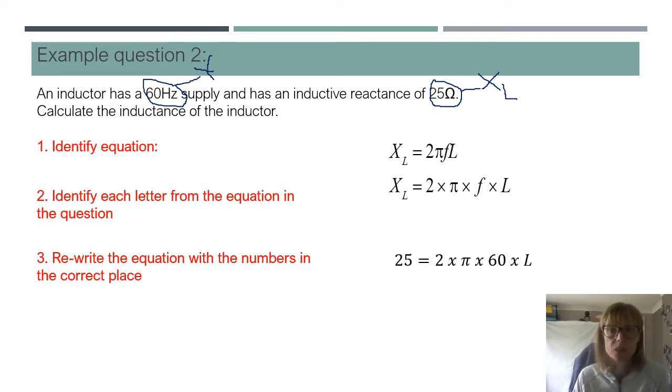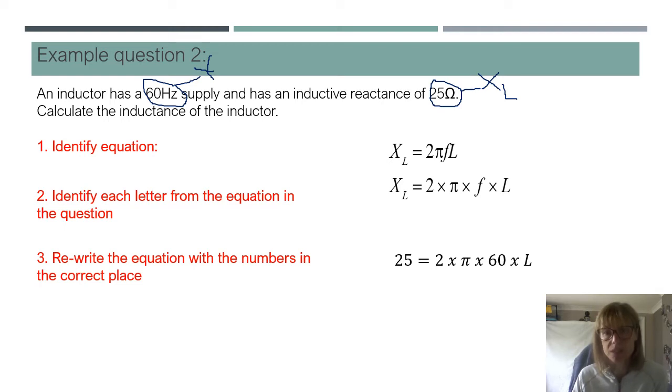Okay, so now we need to rewrite the equation with the numbers in the correct place. Here we go. So we've got our XL, which is our 25. We had that from our question. Our 2 and our pi, and then we've got 60, which is our hertz, our frequency, and L is our unknown. That's what it's asking us to calculate. So immediately you can see we're going to have to transpose this formula, because we need to get L by itself.